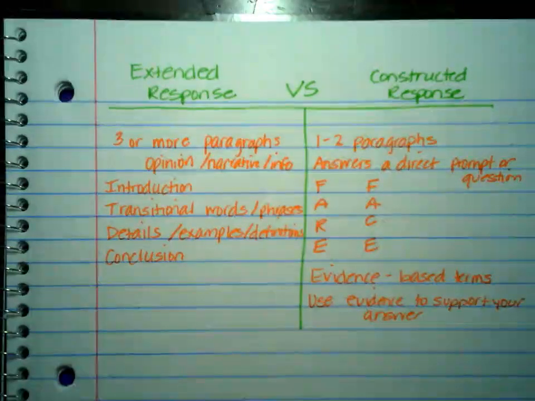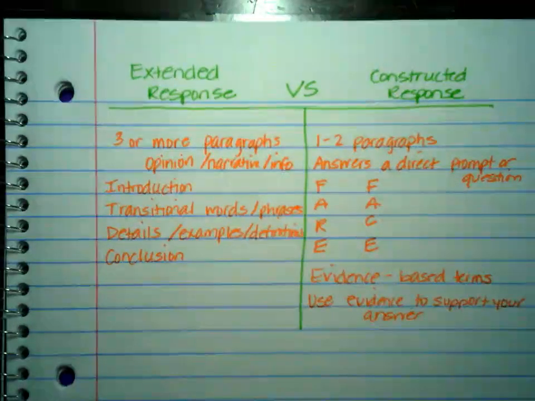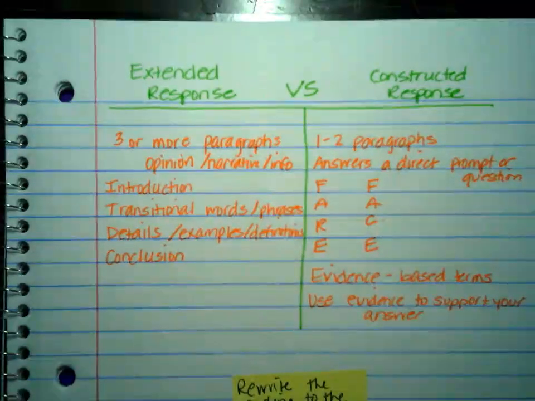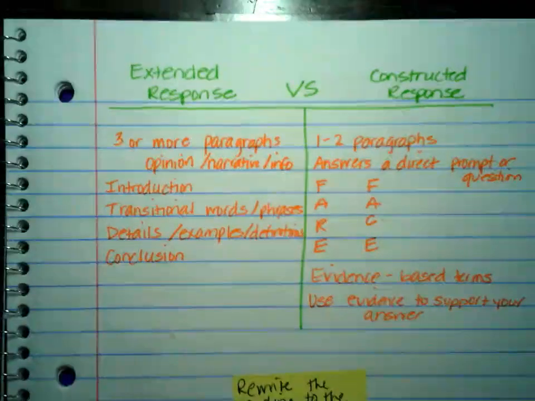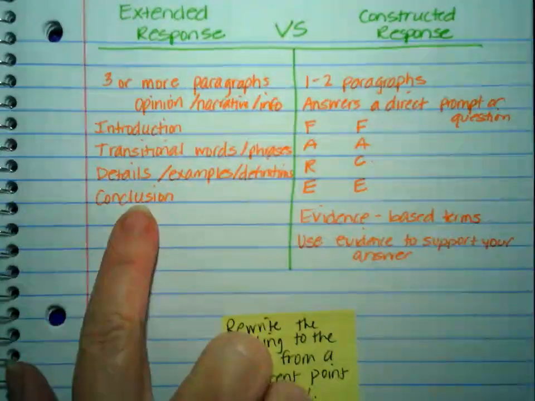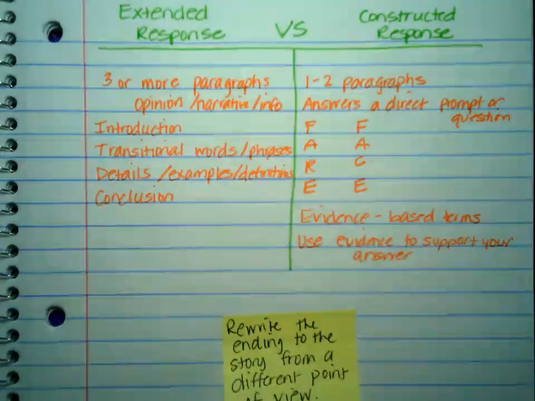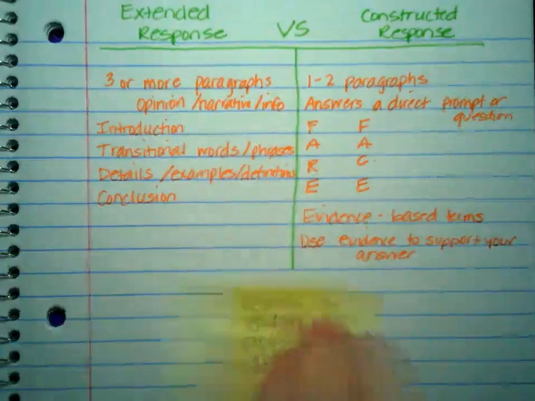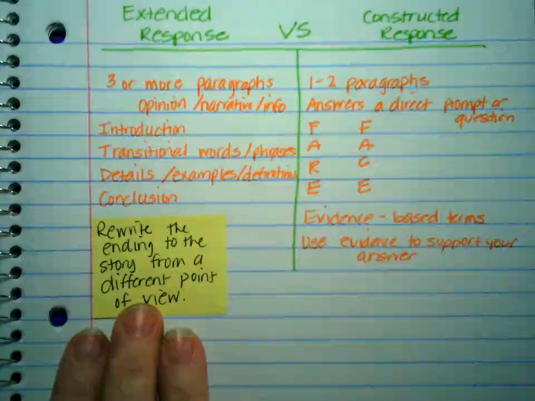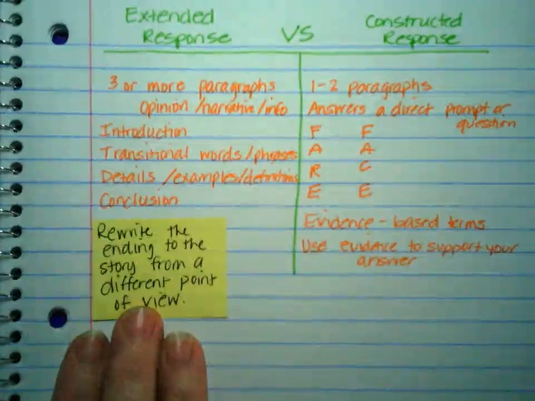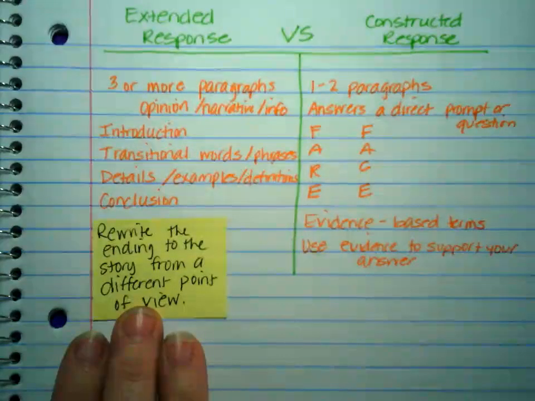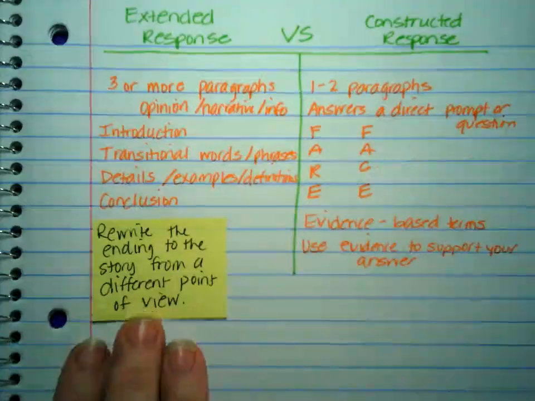So what I've done is I have a few prompts that I want to read with you, and I want to go through and decide with you, what kind of prompt would that be? The first one is, if you're asked to rewrite the ending of a story from a different point of view, do you think that would be an extended response writing, or a constructed response writing? Rewrite the ending of a story from a different point of view. This is going to be an extended response prompt, okay? This is where you're going to write multiple paragraphs, 3 or more. You're telling the narrative story that the author first told, but from a different character's point of view.